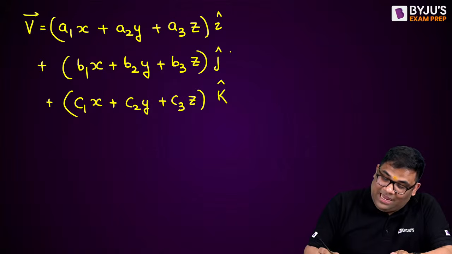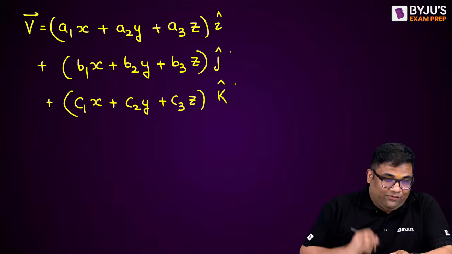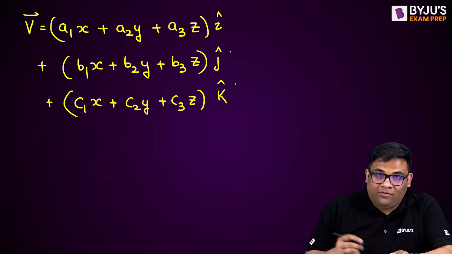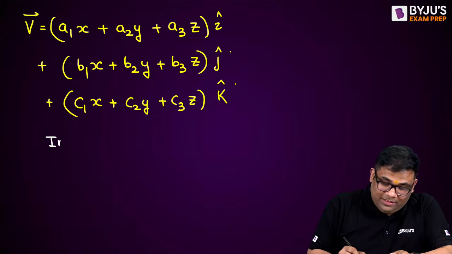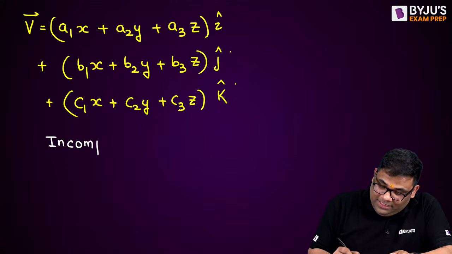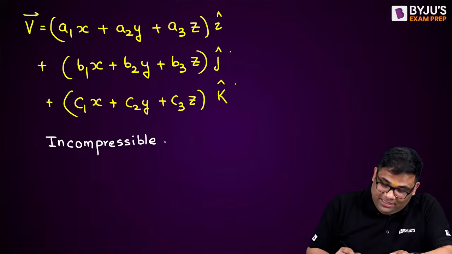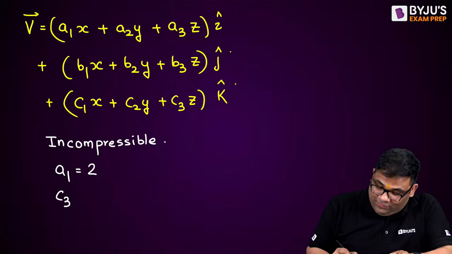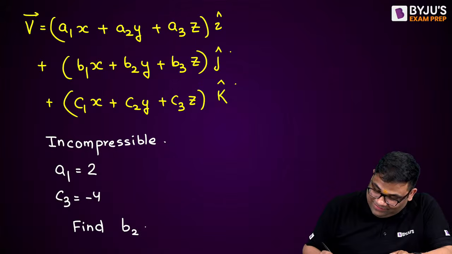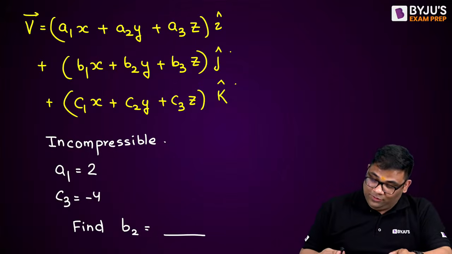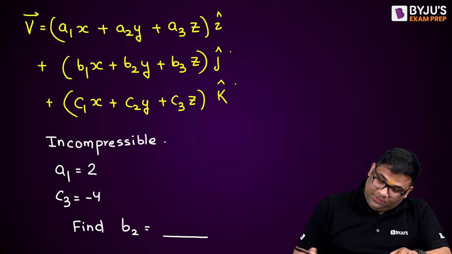Now what is asked? If the vector field is incompressible, and a1 is equal to 2 and c3 is equal to -4, find b2. Very easy question. Solve this. Find b2. Let's quickly solve. Solve this.